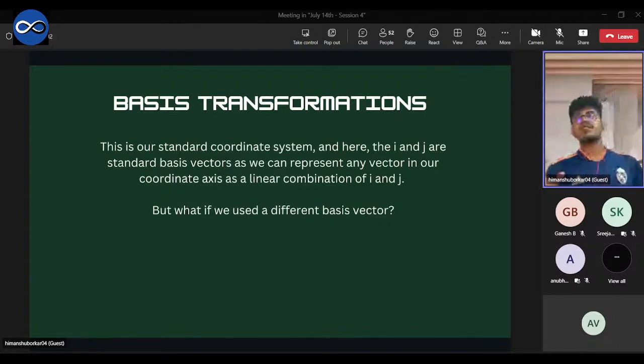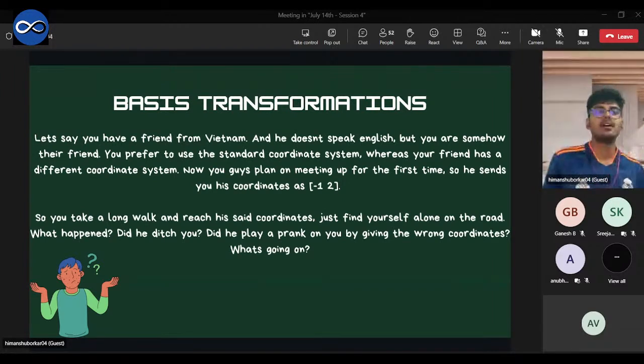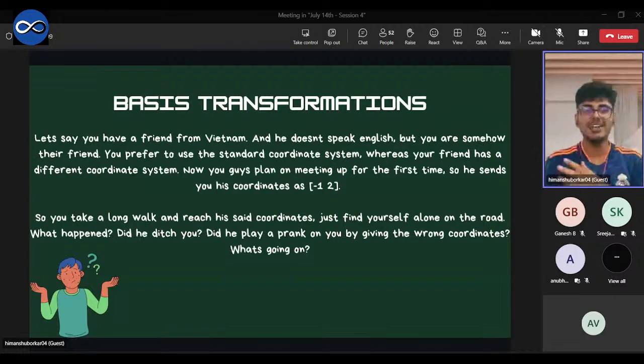Okay, I want you to think of this ridiculous scenario. You have a friend from Vietnam, and he doesn't really speak English, but you're somehow friends. You prefer to use the standard coordinate system, whereas your friend has a different coordinate system, which is not the standard coordinate system. Now you guys plan on meeting up for the first time. So he sends you his coordinates as -1, 2. So you take a long walk and reach his coordinates just to find yourself alone.